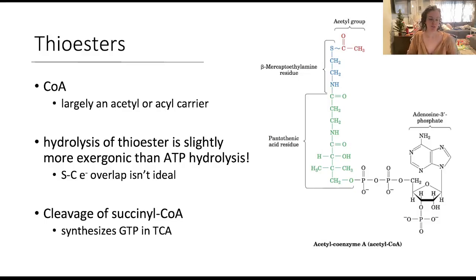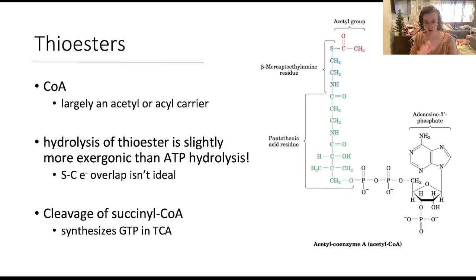The next high energy molecule is the thioester containing molecule. Oftentimes, for the sake of this course, we're talking about molecules containing coenzyme A or CoA. Pictured on this slide is a picture of acetyl-CoA. CoA is oftentimes used to move around acyl groups or acetyl groups, especially you'll see this during lipid synthesis, for example.